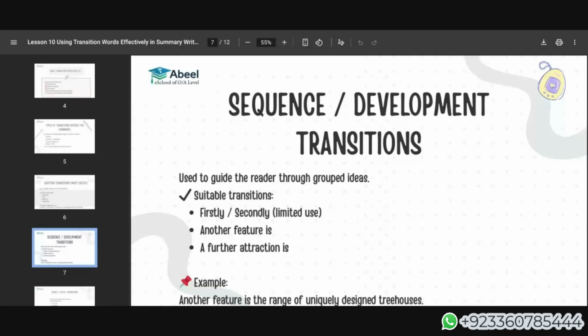Now we have the sequence development transition. It is used to give the sequence. You have given one point, now moving.